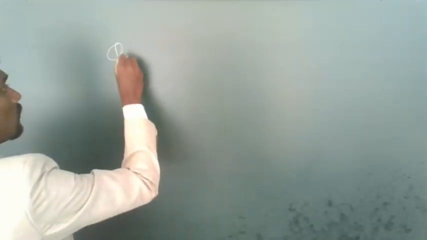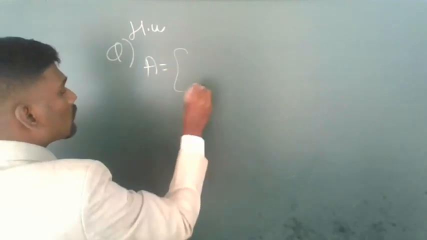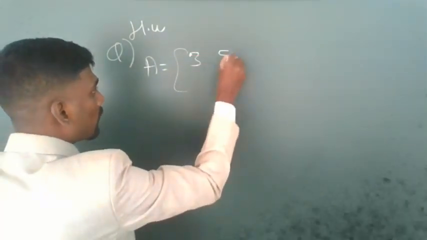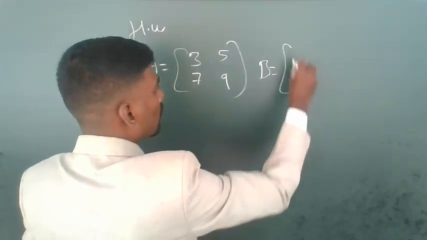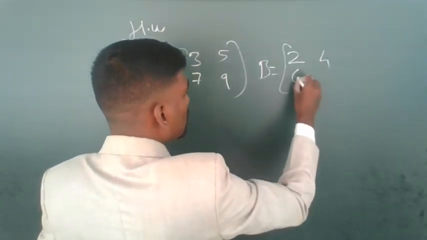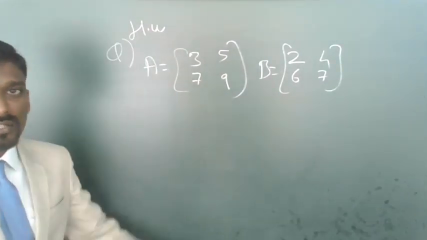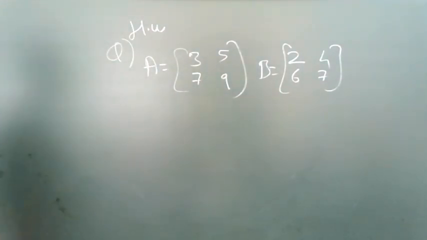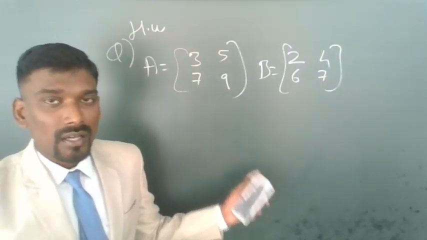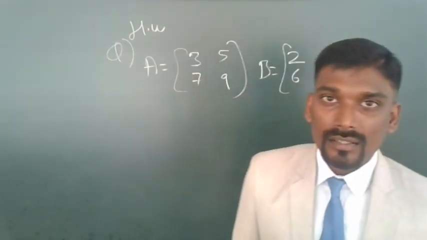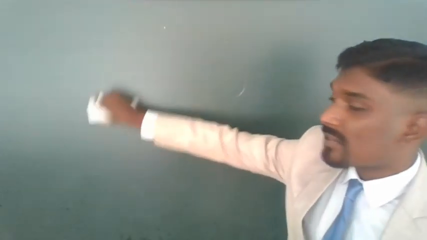Now, this is your homework. Let me see how many of you do it. Suppose I give a 2 cross 2 matrix A: 3 5, 7 9, and B: 2 4, 6 7. Just try to do it. You can pause the video, take down the question, solve it and comment it in the comment box. The correct answers will be given cash prizes.